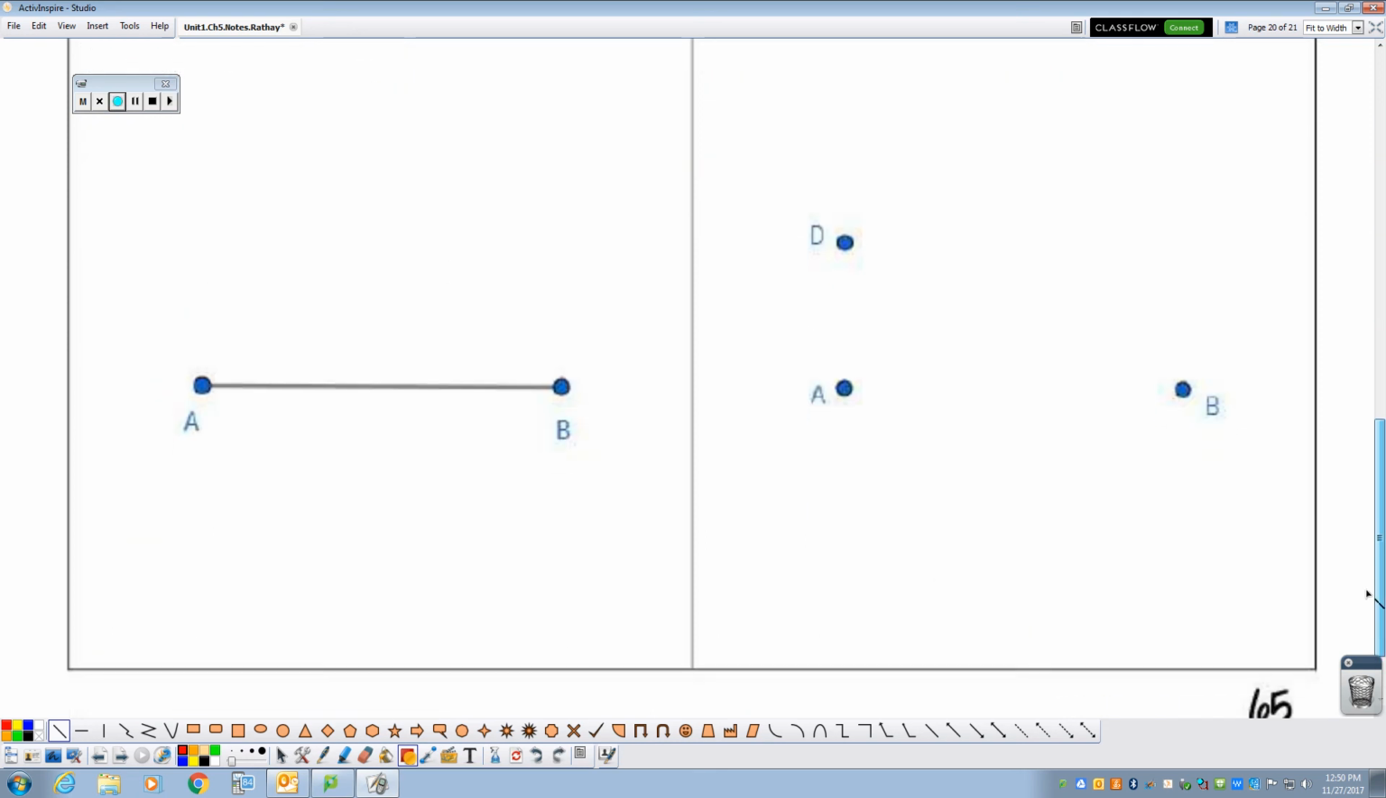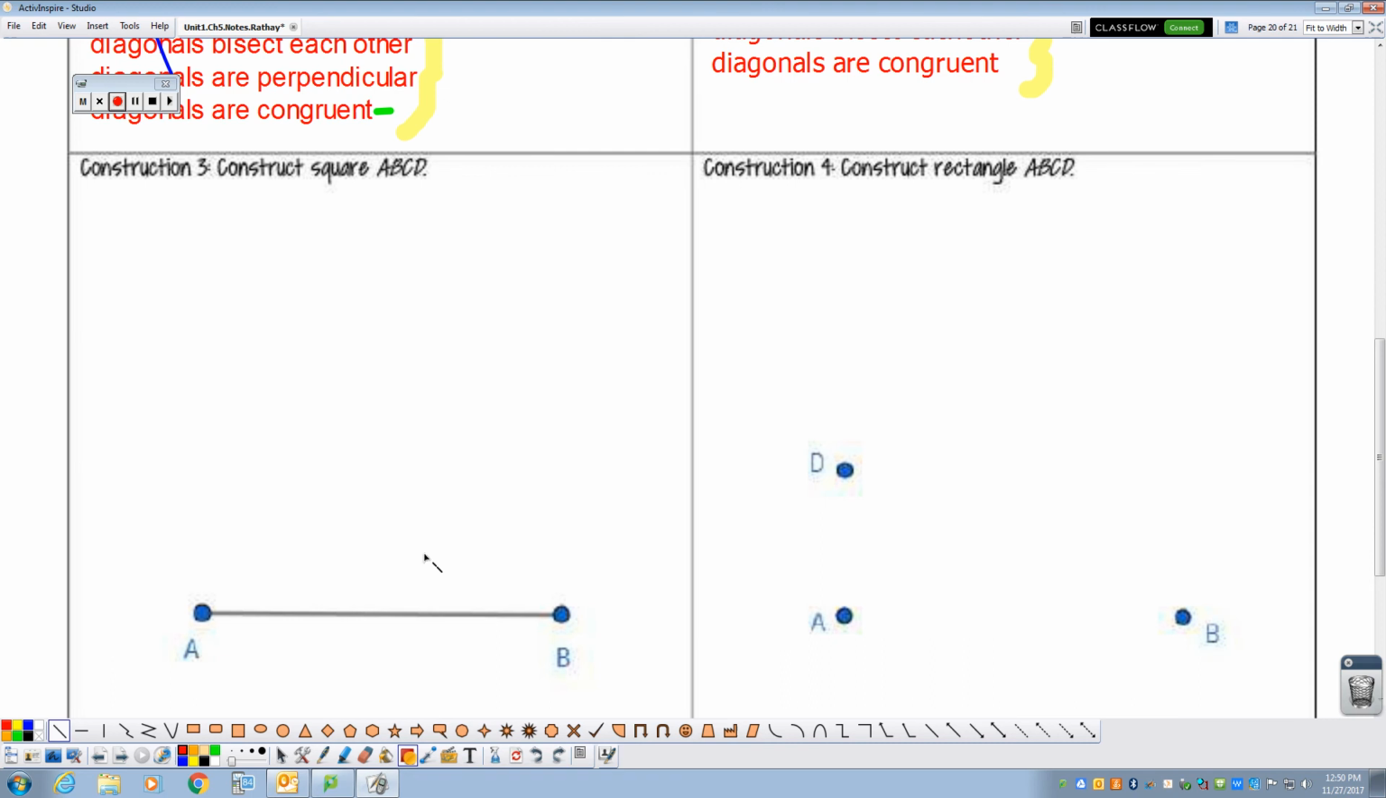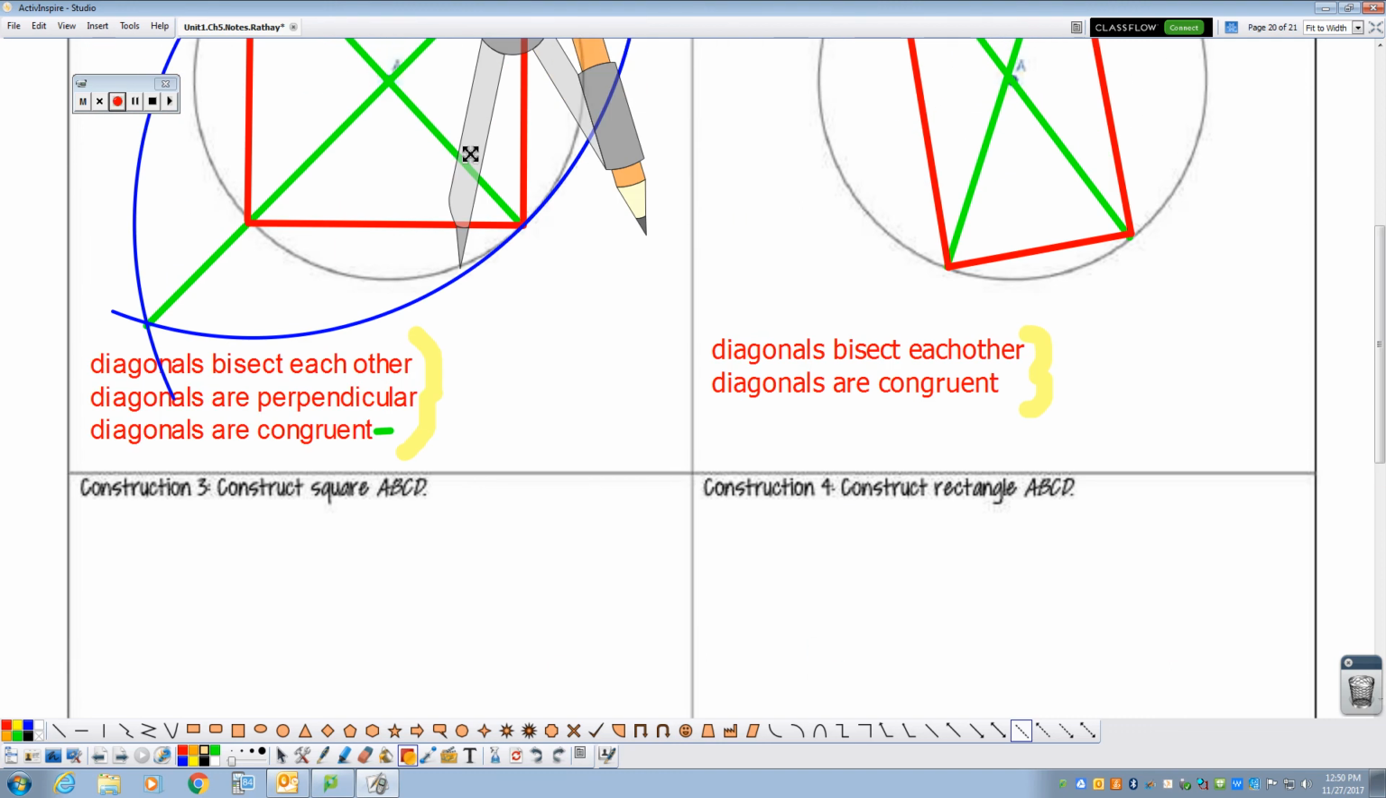Done. Next construction asks us to construct square ABCD, and now they gave us side AB, and we have to complete the square. There is more than one way to complete this construction, so I'm just giving you a sample solution, not the solution. The very first thing I'm going to do is extend my segment a little bit. And I know that in a square we have 4 congruent sides and we also have 4 right angles, so the first thing I'm going to do is make a right angle at A.